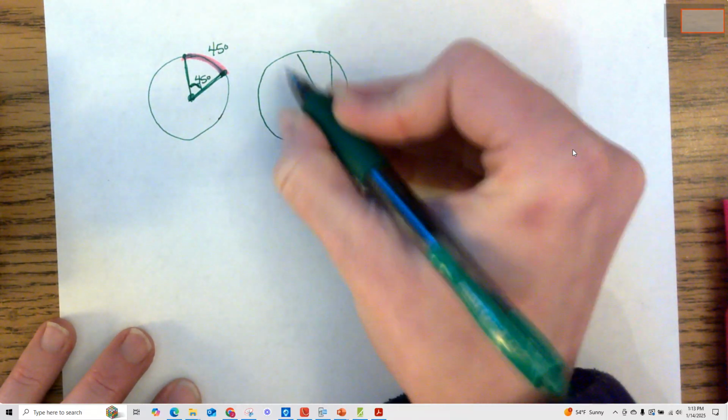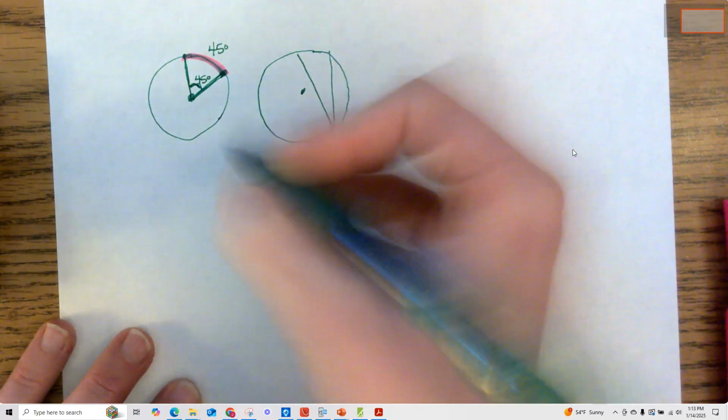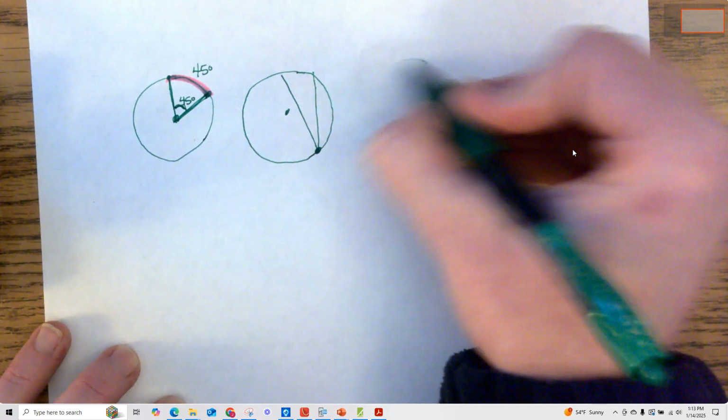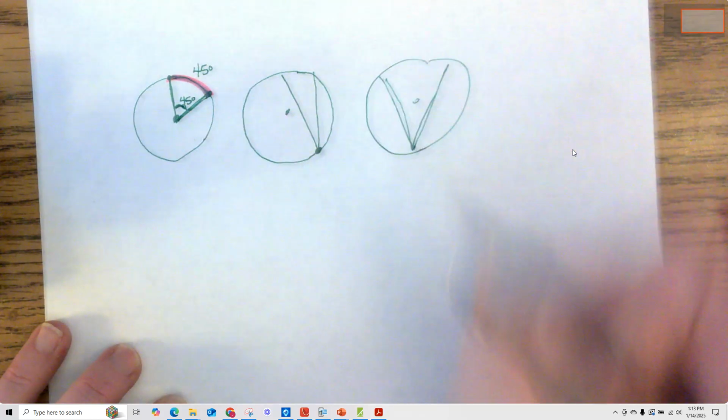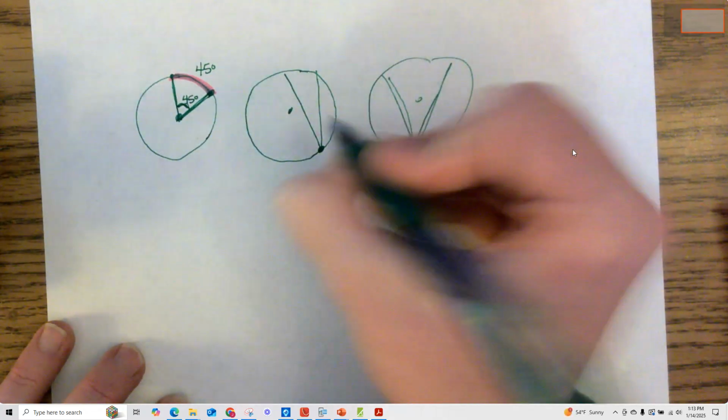So like if this angle is 45 degrees, then this arc measurement is also 45 degrees. Okay? Central angle. An inscribed angle, so like if here's the center, an inscribed angle is something like this, right? It's not coming from the center, okay? It can also be something like this. This could be an inscribed angle, okay?